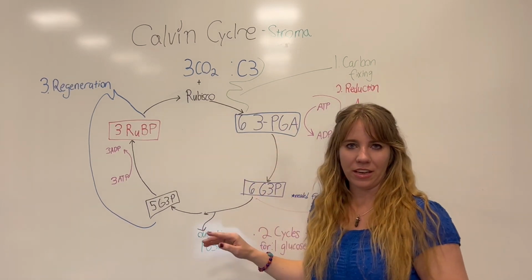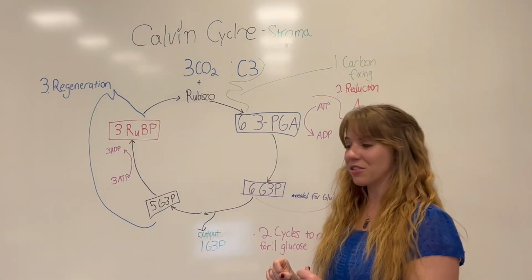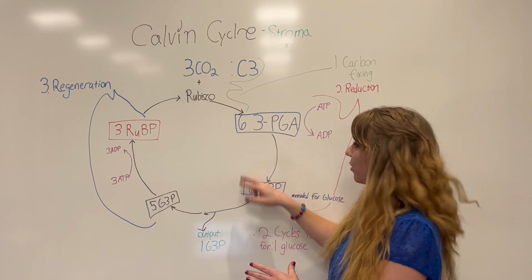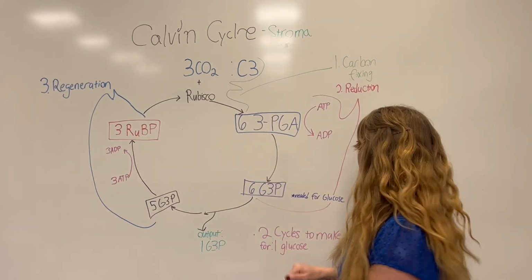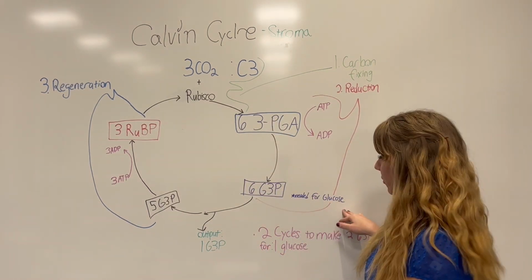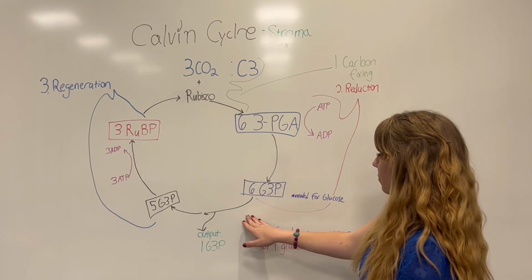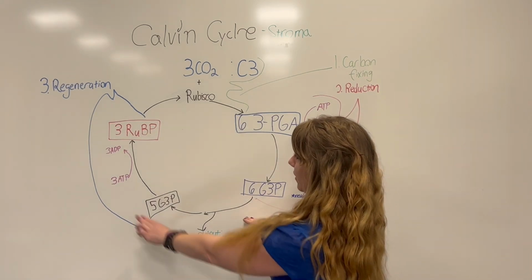Hopefully you're not dyslexic like me. I need to really focus on the letters. So just be aware, they're very similar. We still have 6 of each here, and this is needed for glucose. So now we're going to move on into this section.